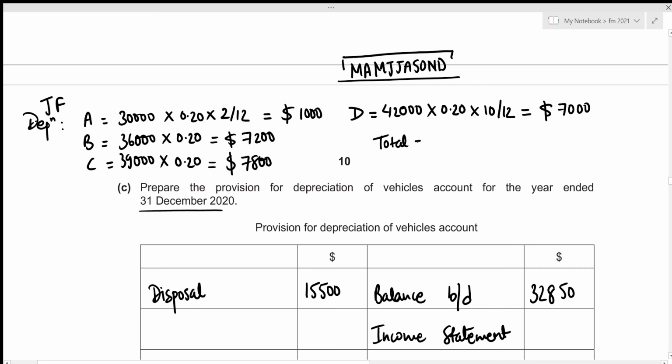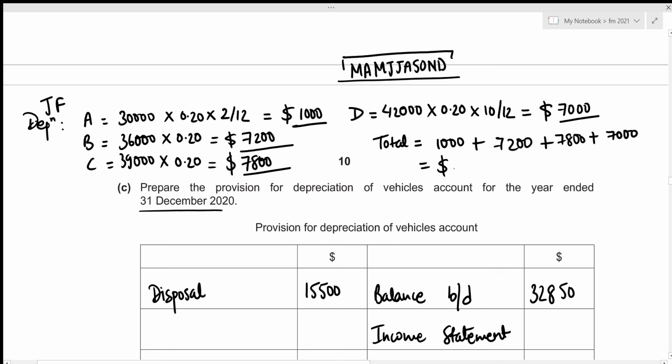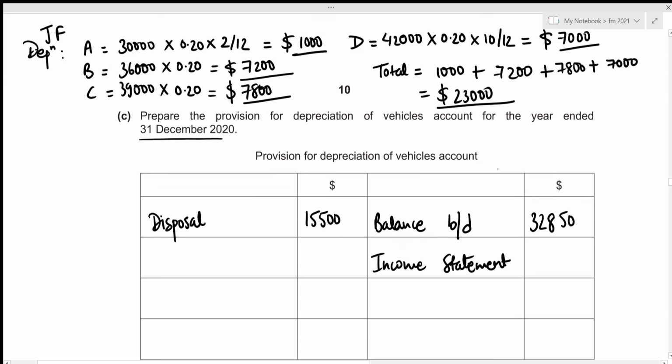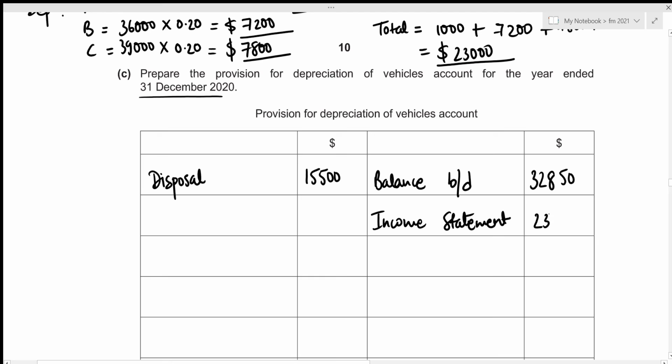Now let's figure out the total depreciation. That's going to be the sum of these four values. So that's 1,000 plus 7,200 plus 7,800 plus 7,000, which results in the total depreciation charge for the year, which is 23,000. And we need to record this in our provision for depreciation account. So that's going to be 23,000.